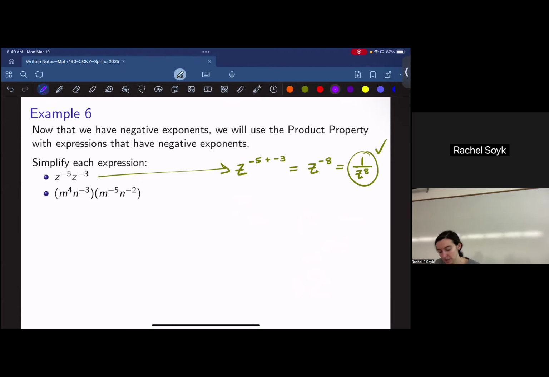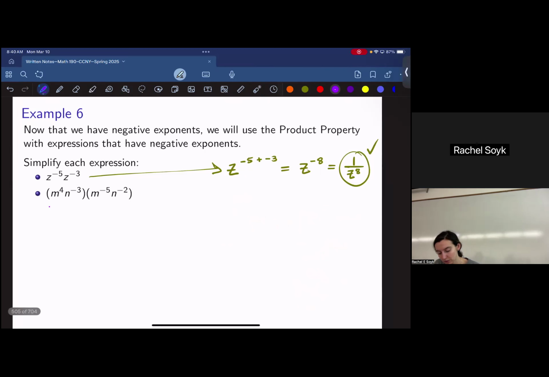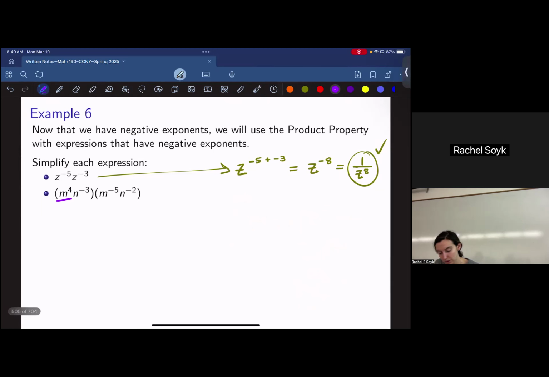All right, let's look at this second example here. I'm just going to underline some common variables. So with our purple, we have m to the 4 plus -5. And with our n, we have n to the -3 plus -2. So this simplifies to m to the -1 times n to the -5.